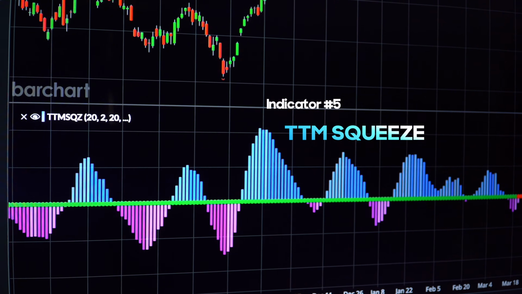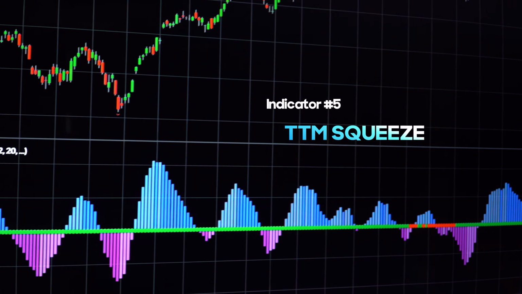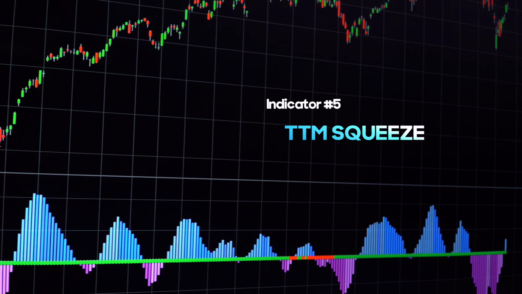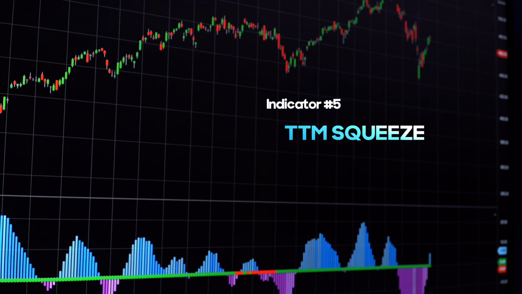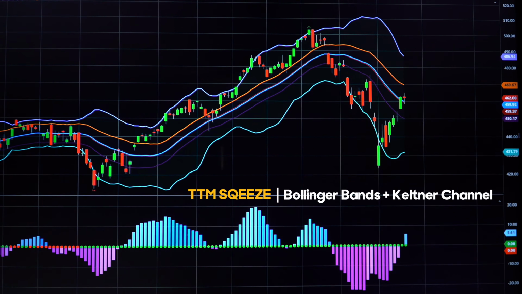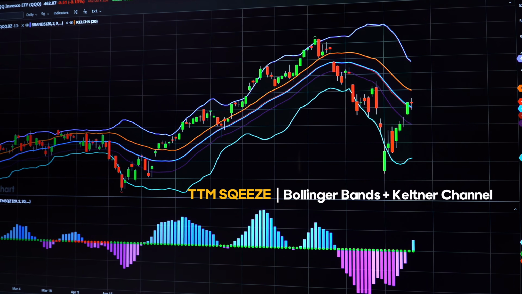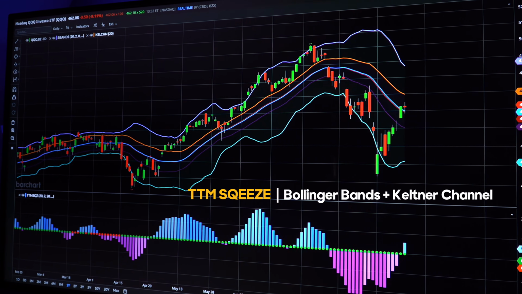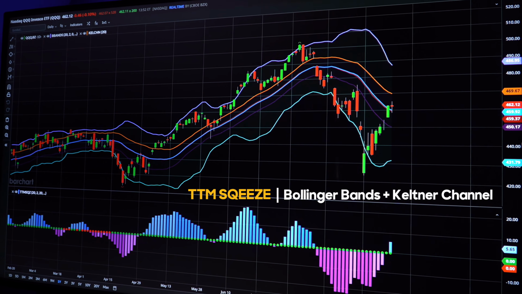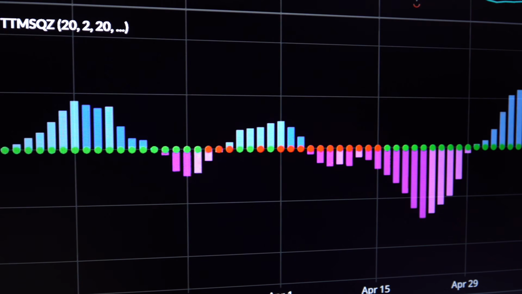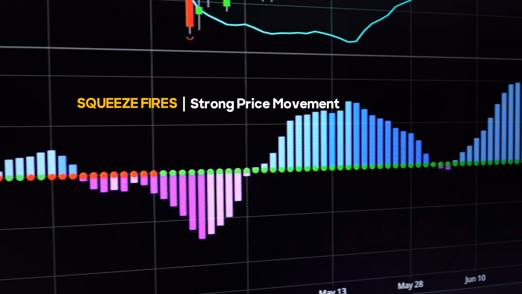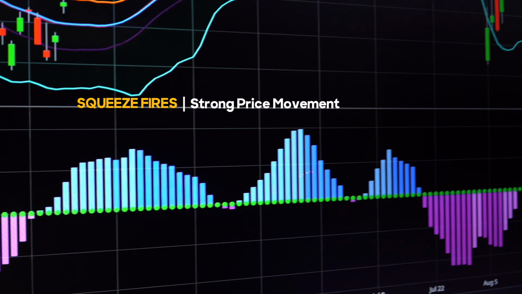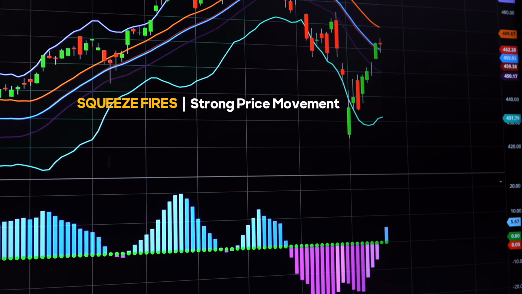Number five, the TTM Squeeze. This is a volatility and momentum indicator that shows periods of consolidation before breakouts. It combines Bollinger Bands and Keltner Channels, and when the Bollinger Bands squeeze into the Keltner Channels, the market is in a low volatility phase, often followed by a strong price movement. Once the squeeze fires, it indicates the direction of the breakout.